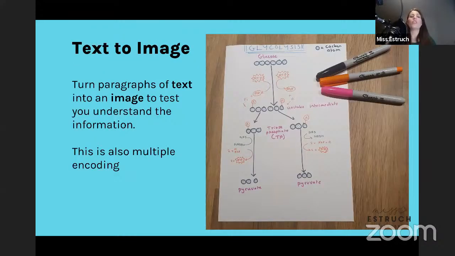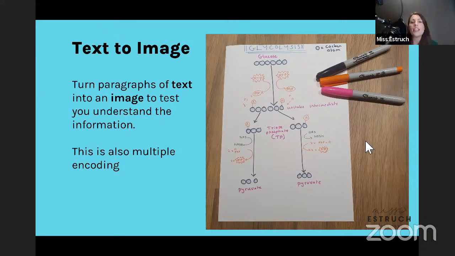Okay, number 4, text to image. I don't really have a flashy name for this one. If anyone can think of a good name for this that's really catchy after I've gone through it, put it in the chat box, because text to image is like a very basic description of what it is, but it's not catchy like blurting is.